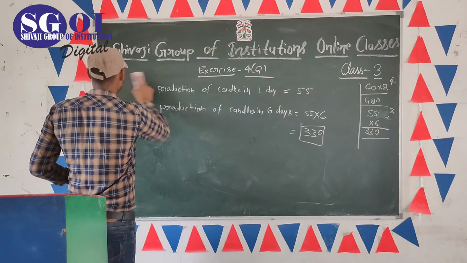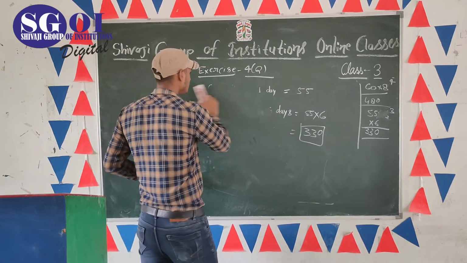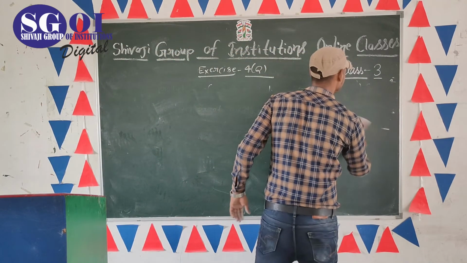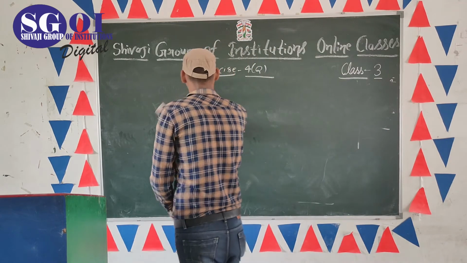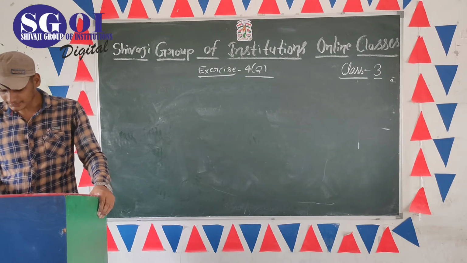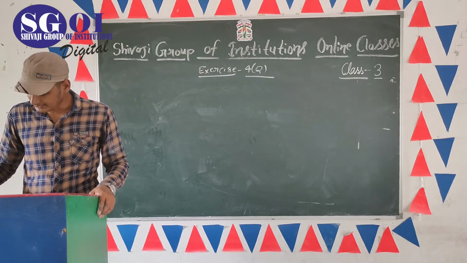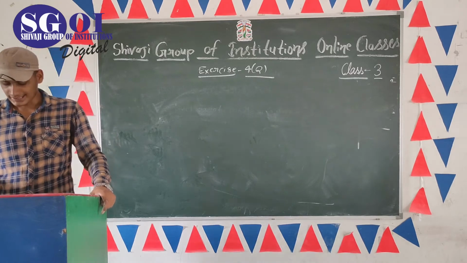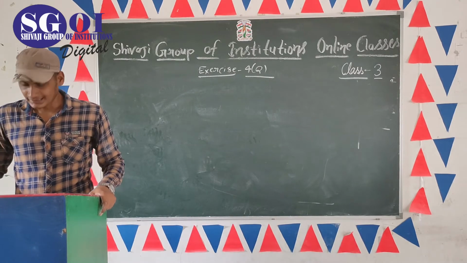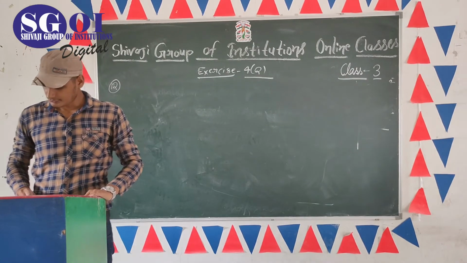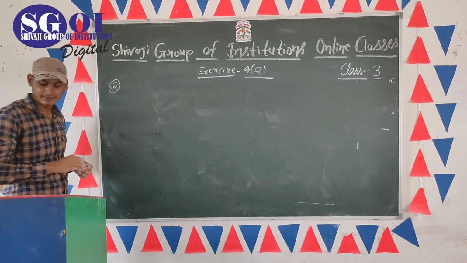Now, question number 12, and the last question is question number 12. Read the question. Question number 12 is, students, there are 78 buttons in a packet. Find the number of buttons in 8 such packets. There are 78 buttons in a packet. Students, number of buttons in one packet.